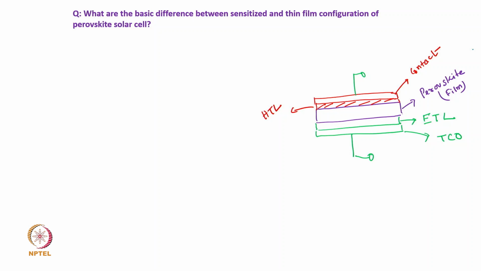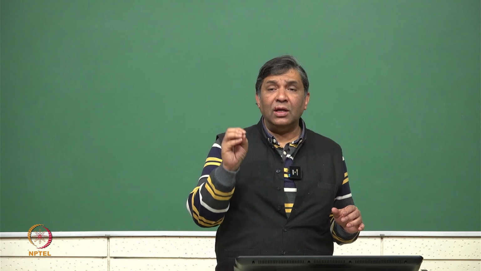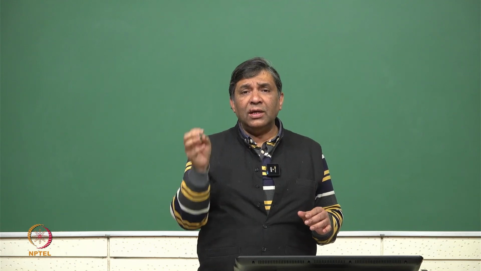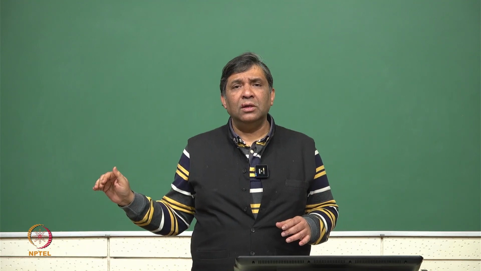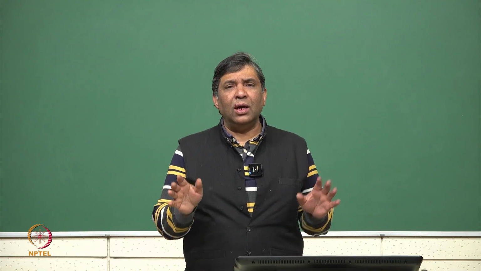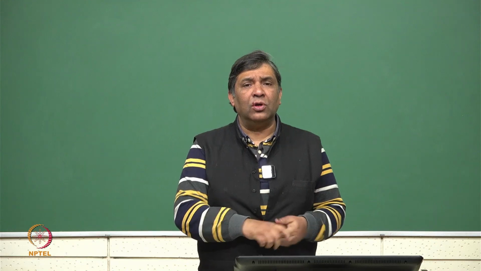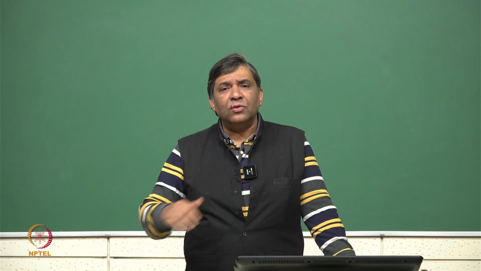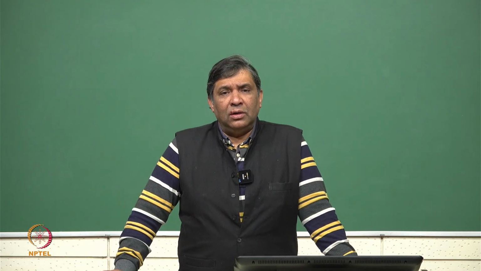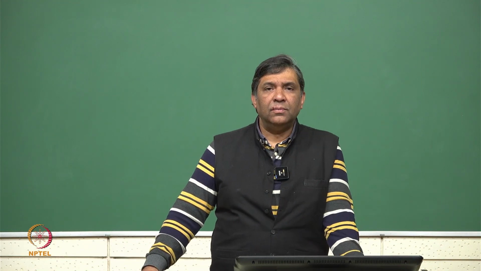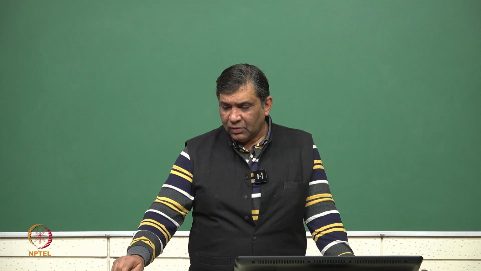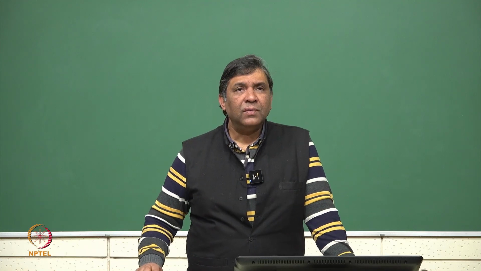Okay. So, in the first case what we have seen, the electrons which are generated are injected to TiO2, after that they follow the path, and in this case there is no TiO2. So, there is no injection of electron and it directly follows the path of electron transport layer and the transparent conducting oxide. Okay. So, let us see the third question.